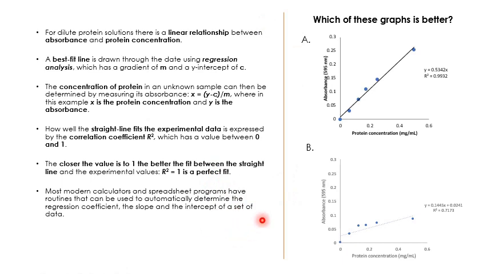Most modern calculation and spreadsheet programs have routines that can be used to automatically determine the regression coefficient, the slope and the intercept of a set of data. Again, the model that I show you here is the simplest model, which is linear regression. We can also use non-linear regression. At the end of the day, it depends on your data set, because what you want to get is the best fit line.